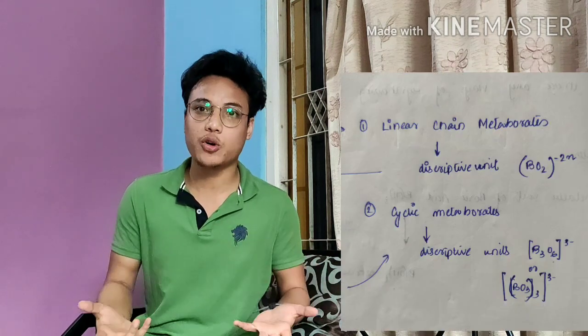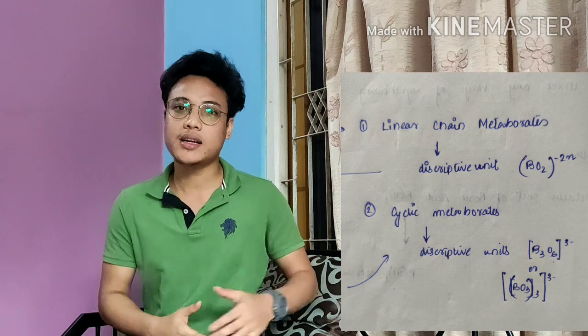What is metaborate? Metaborate is a type of borate which is subdivided into two other borates. One is linear chain metaborate and the other is cyclic chain metaborate. Linear chain metaborate is represented by the formula (BO2)n with charge n minus. So this is the descriptive unit which describes this particular type of borate.